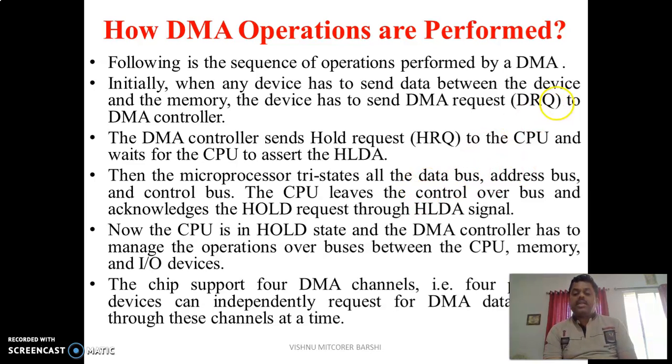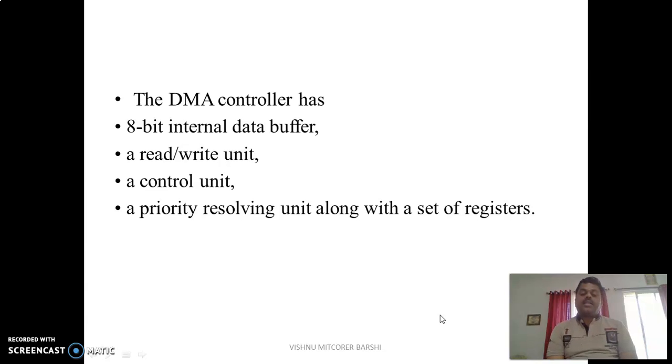Tri-state refers to the three states of the data bus, address bus and control bus. The CPU leaves control over the bus and acknowledges the hold request through the HLDA signal. After that, the CPU is in hold state and the DMA controller manages the operation over the buses between the CPU, memory and input-output devices. The chip supports 4 DMA channels, that is, 4 peripheral devices can independently request DMA data transfer through these channels at a time.